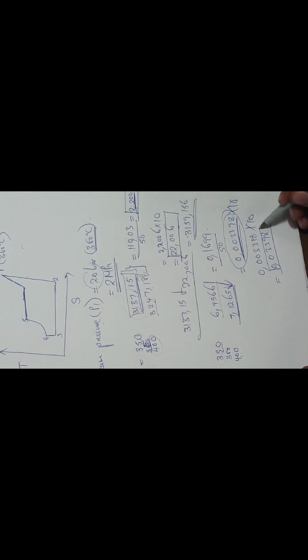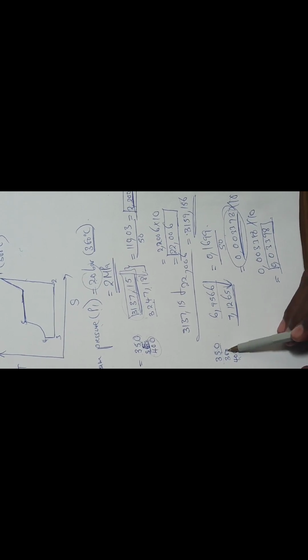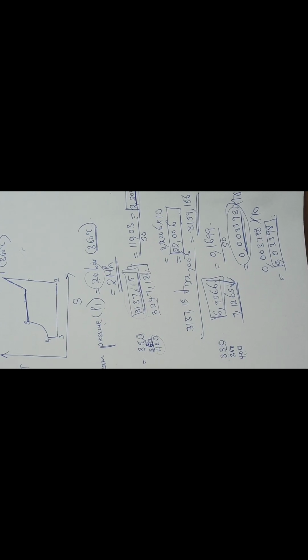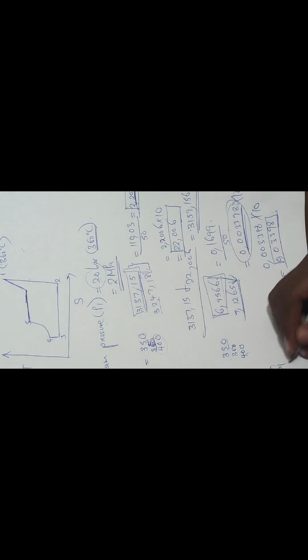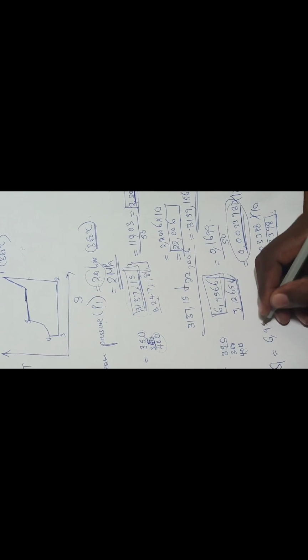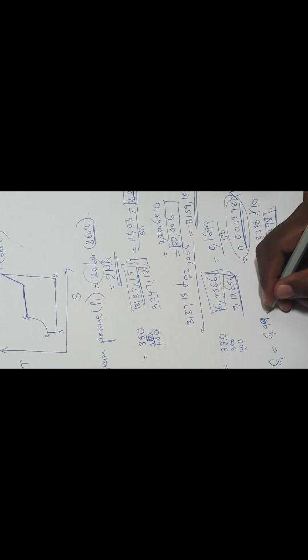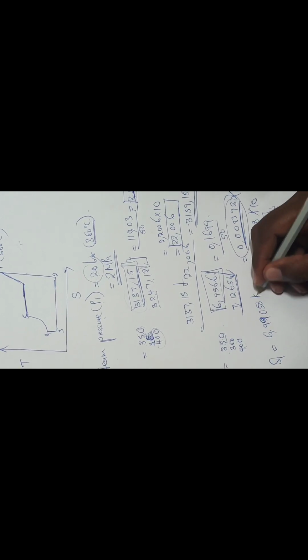We know that our pattern here is increasing. So after getting this value for the 10 graduals here, we are going to add it to our SG we are already having here on 350. So we are going to say this value 0.03398 plus 6.9566. Then we are going to get our S1, which is 6.99058 kilojoules. So this is our S1.